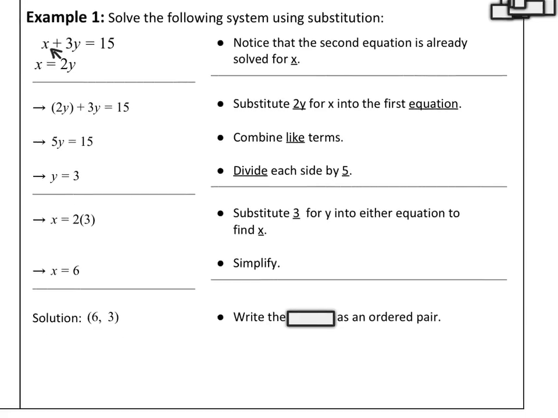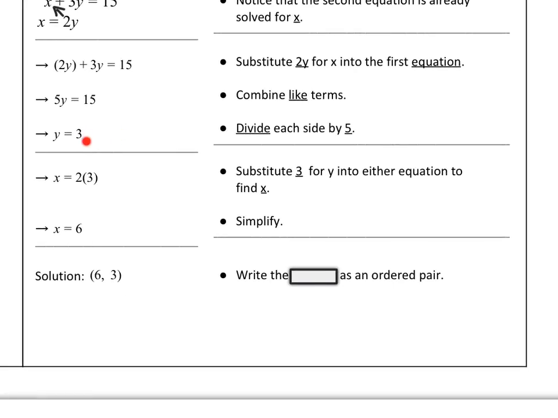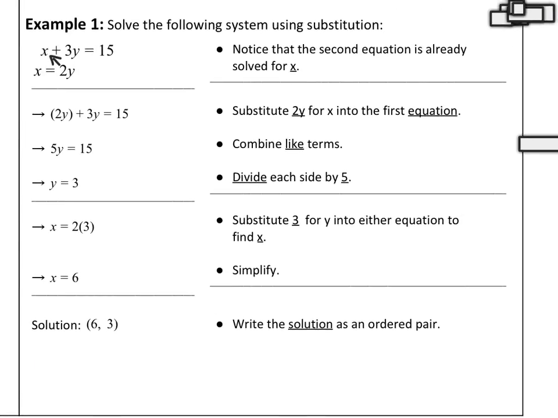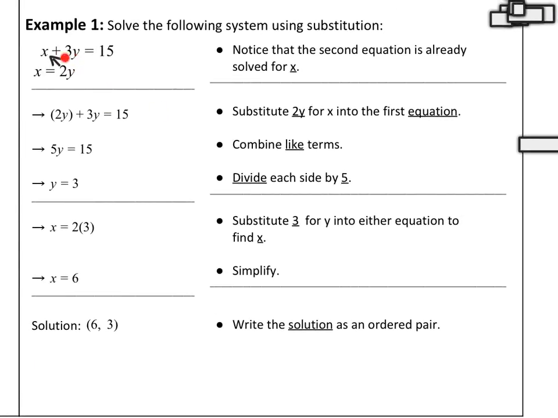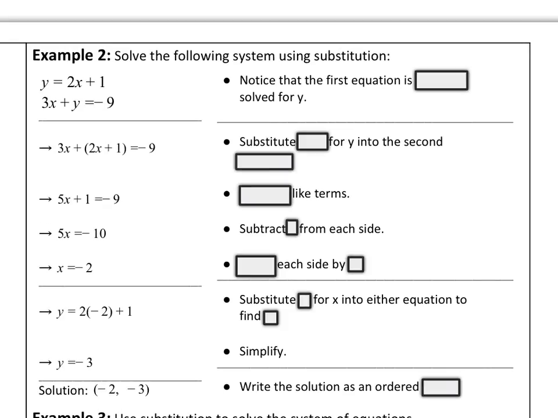Now that we have both x and y, we're going to write the solution as an ordered pair. That's xy, or 6, 3. And that's our answer. If we wanted to, we could plug that back into each of these equations and test out, make sure that we didn't have any solving errors. That's our answer. Moving on to example 2.